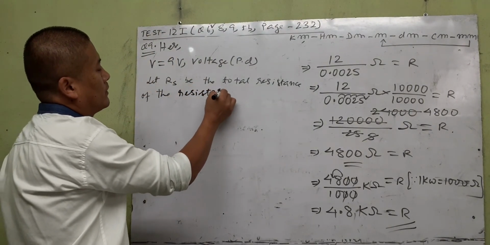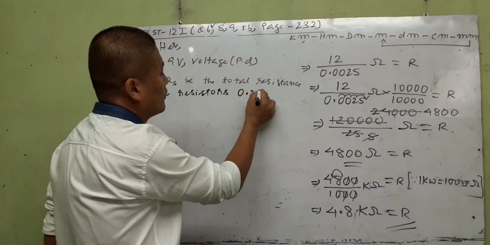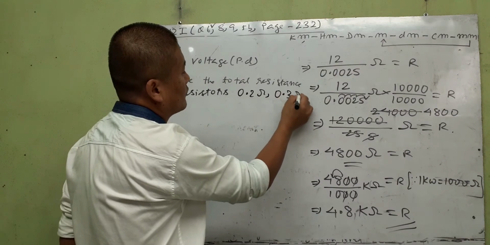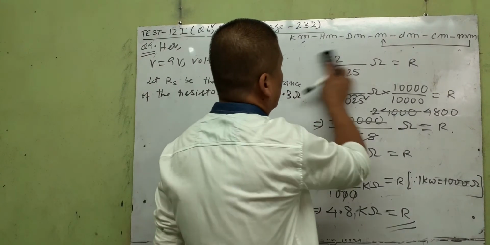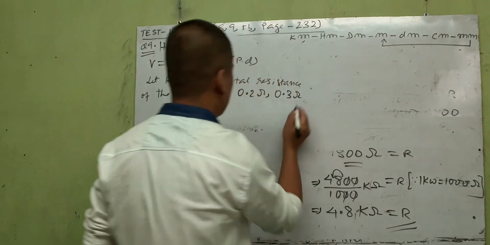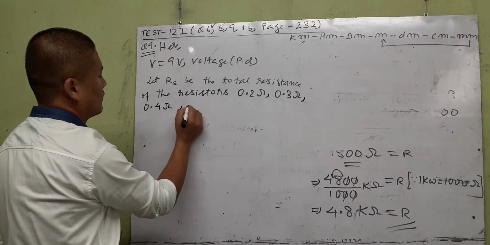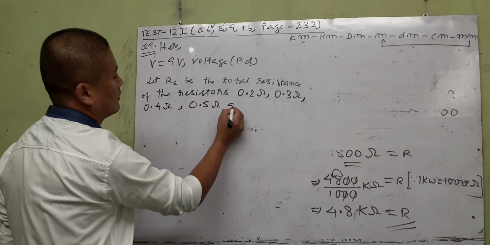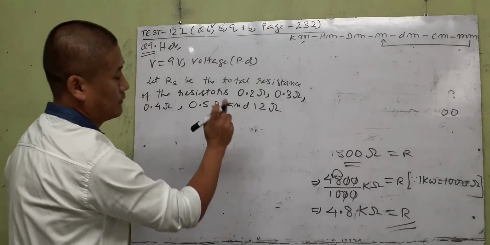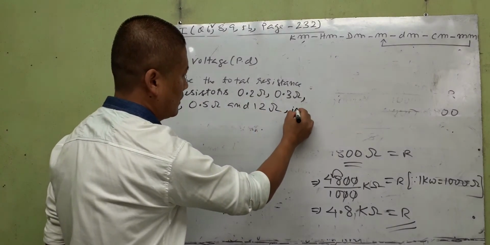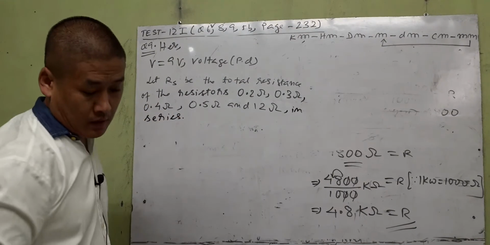Look into your text and tell me what are connected in series. 0.2 ohms, 0.3 ohms, 0.4 ohms, 0.5 ohms, and 12 ohms. So 1, 2, 3, 4, 5 resistors are in series. Very clearly the question says in series, which means one after another.